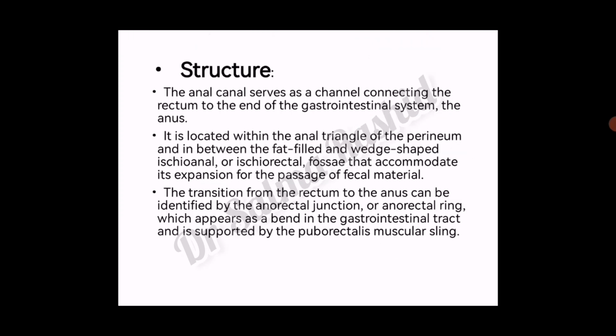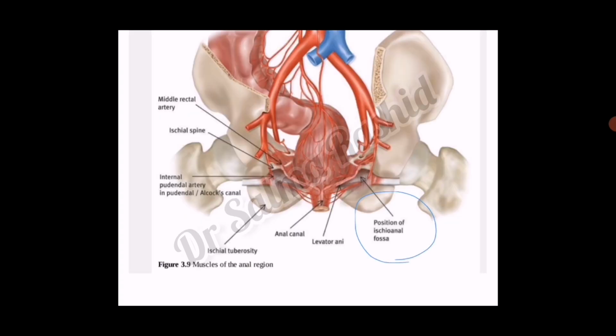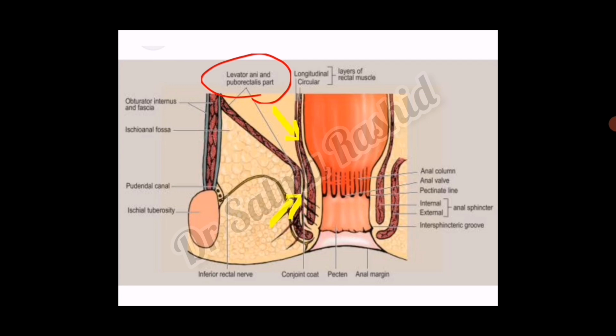Now the transition from the rectum to the anus can be identified by the anorectal junction or anorectal ring, which appears as a band in the gastrointestinal tract and is supported by the puborectalis muscular sling. Here I have encircled the levator ani and puborectalis part. You can see that the puborectalis forms a sling around the anorectal junction, and it blends with the internal anal sphincter and the external anal sphincter's fibers.